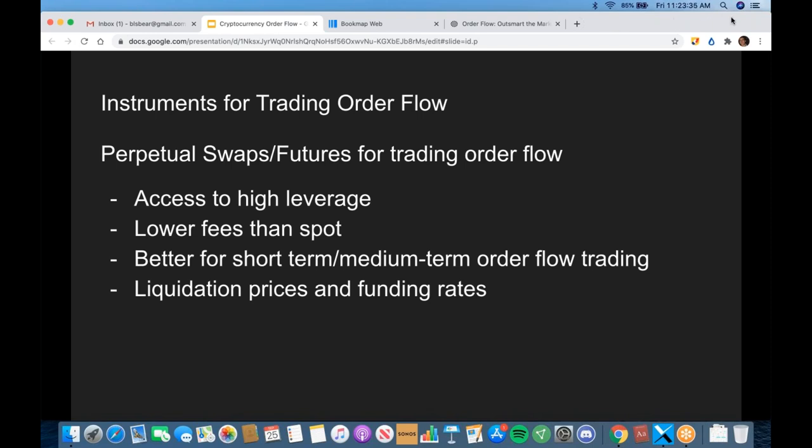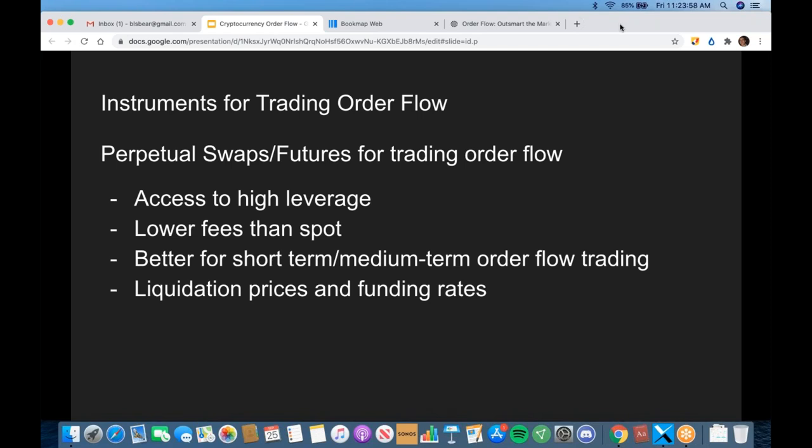But really, this is gonna give you access to higher leverage. You also get lower fees than spot, and this is a lot better for shorter term trading because of the lower fees. And a lot of the times, these markets are far more liquid than spot trading markets. There is a pretty big drawback though, as some cryptocurrency traders will probably attest to: you can get liquidated.